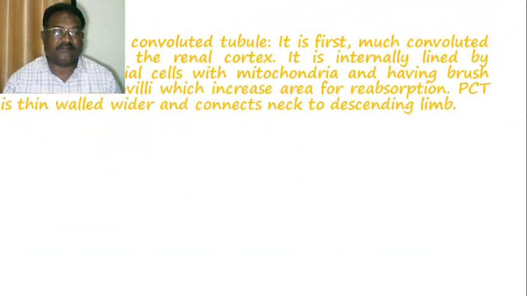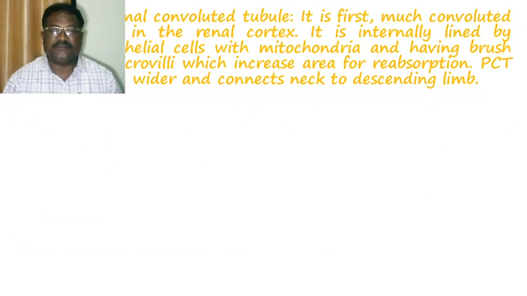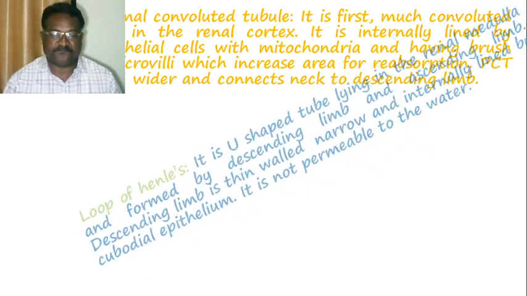First of all, we see the PCT, the proximal convoluted tubule. It is the first, much convoluted tubule lying in the renal cortex. It is internally lined by cuboidal epithelial cells with mitochondria and having a brush border or microvilli, which increases the area for reabsorption. PCT is thin walled, wider and connects the neck to the descending limb.